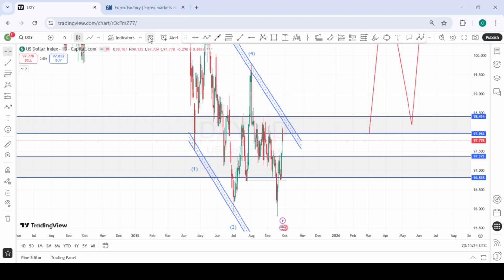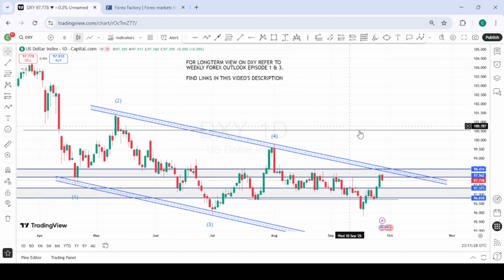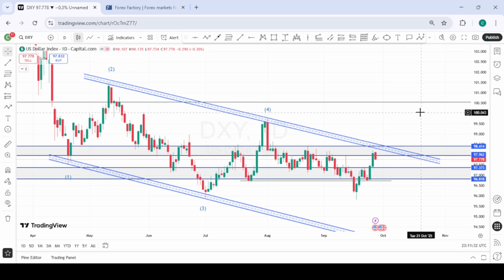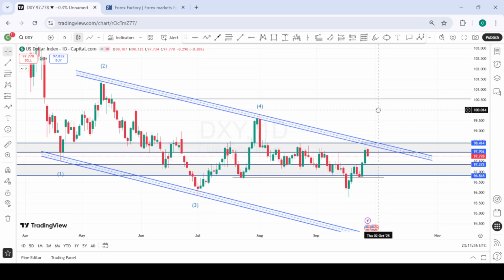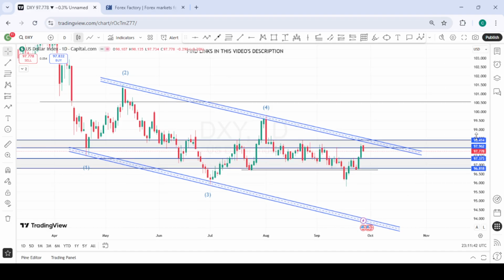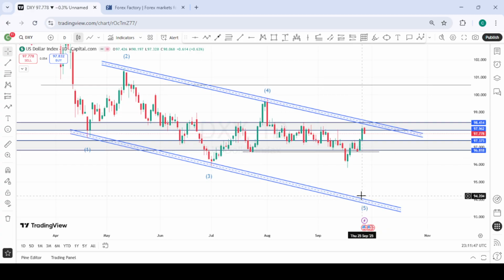We have here DXY, and DXY currently has shifted bullish on a daily perspective, even though it's still bearish on a weekly and a monthly perspective. Price has actually shifted bullish now on a daily perspective, and we seem to have an equal low here, which looks like a possible truncation of this fifth wave, which we're expecting to come.